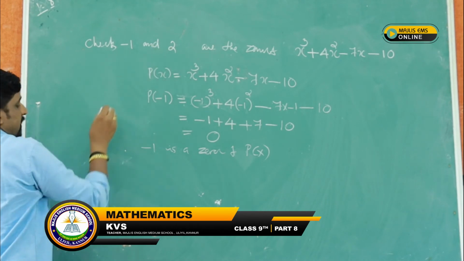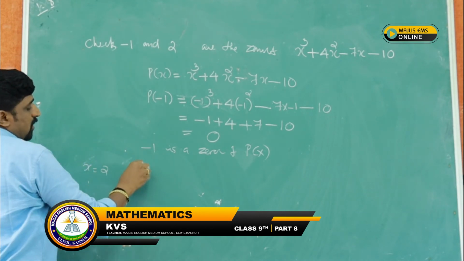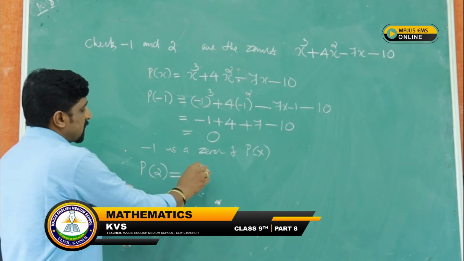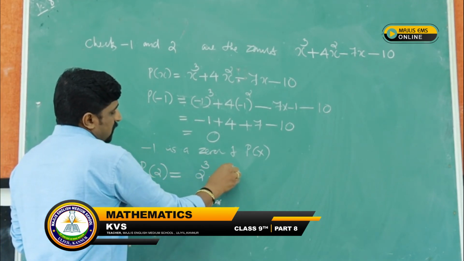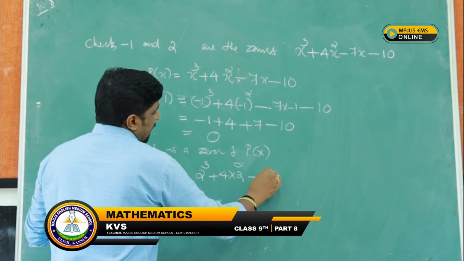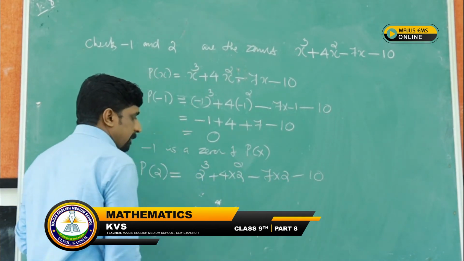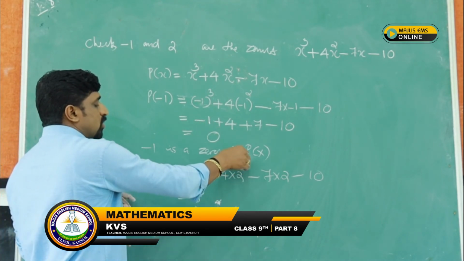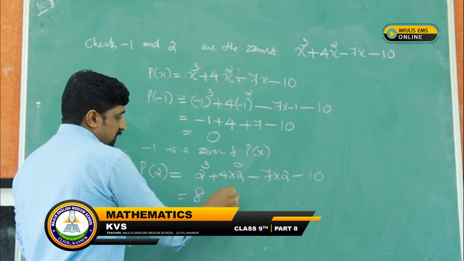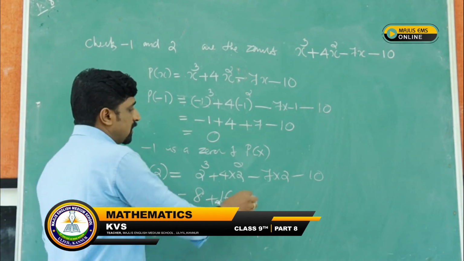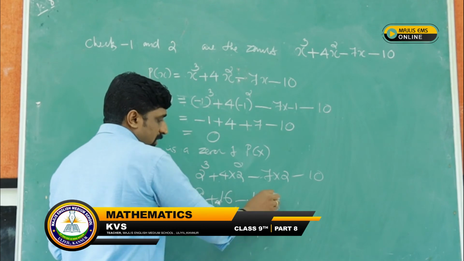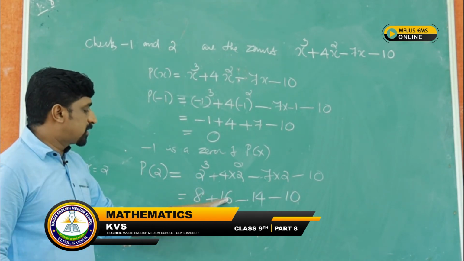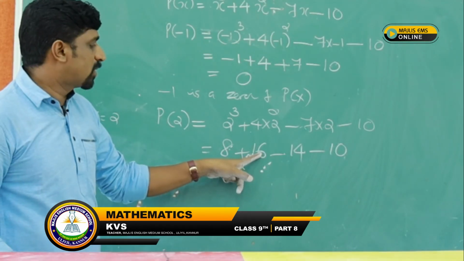After that we can check another number, x equal to 2. X equal to 2 means we need to find out p of 2. Just we can run like this: 2 cube plus 4 into 2 square minus 7 into 2 minus 10. So we substitute x is equal to 2. Therefore 2 cube is 8, 2 square 4, 4 into 4 16. Then minus 7 into 2 minus 14, minus 10. Then 8 plus 16, 24.